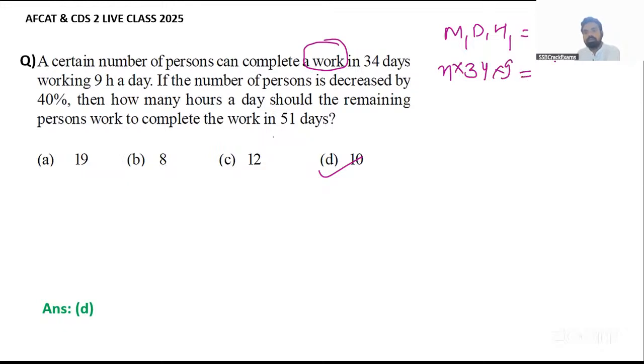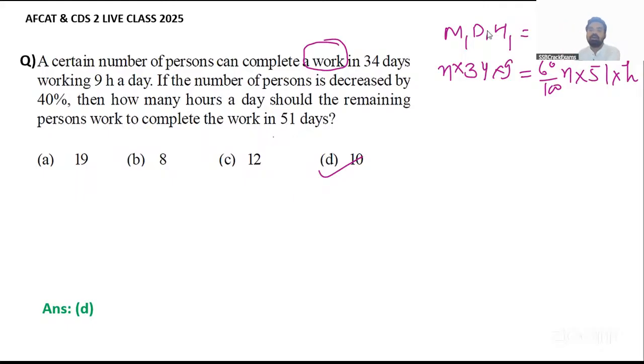So in the second case, we have only 60% of the persons that were before. So it is only 60 upon 100 times the n. And d2 will be 51 because now they want to complete the work in 51 days and they do not know the number of hours. So say the number of hours is h. So we now calculate the h by using this.